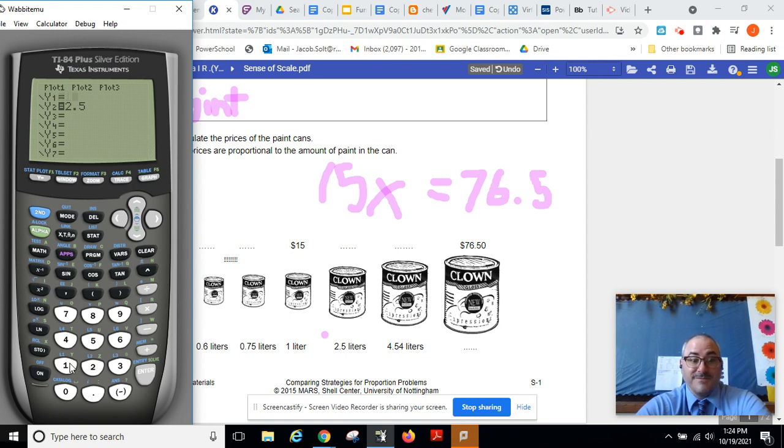Yeah, it's still recording actually. So I'm going to put 15 here. Hopefully you unpause me. I'm going to put 15x over here. I'm going to put 76.5 over there. And I'm going to see, can I solve this easily with my calculator?